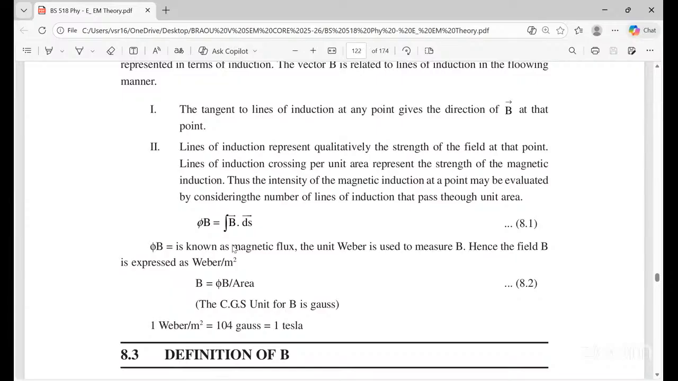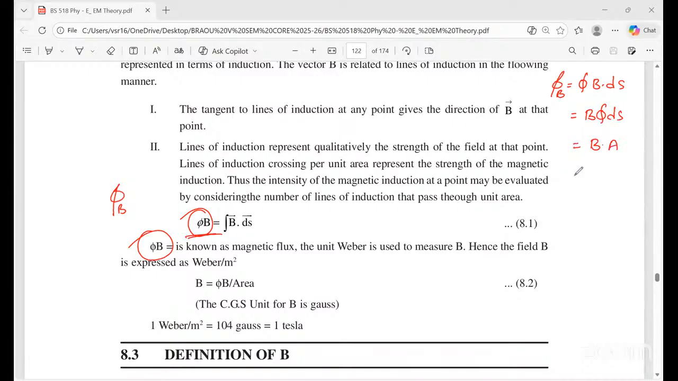So here in this case, just now we already told you that this is not phi into B, it is phi B, suffix phi B. Print mistake here also. So phi B is the surface integral of B dot ds, which is B times the surface integral of ds, that is B A. So phi B is nothing but B A, or B equals phi B by A.